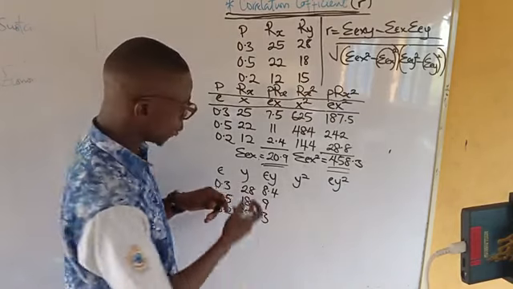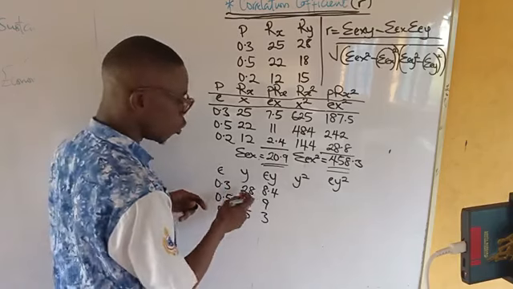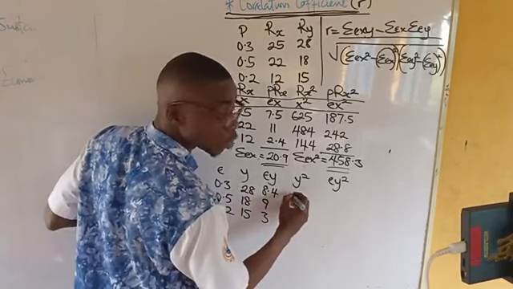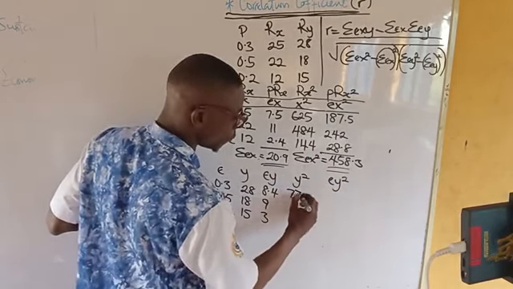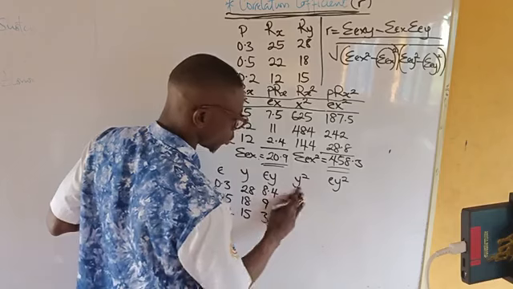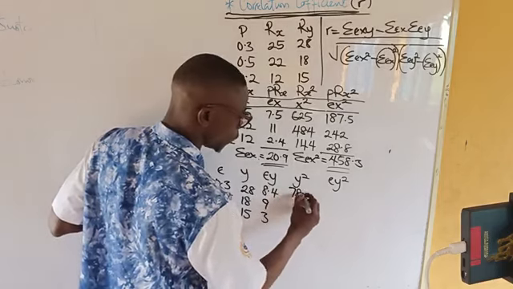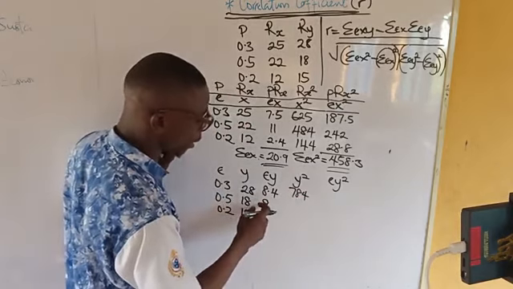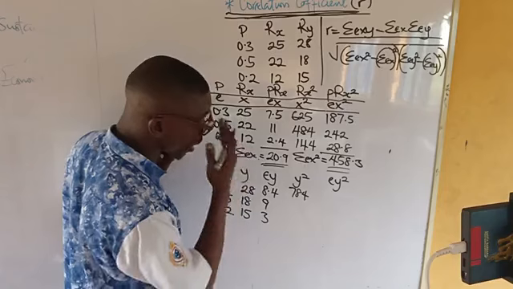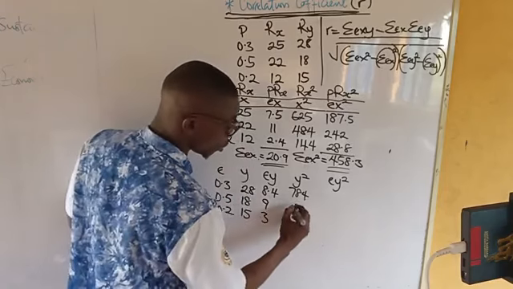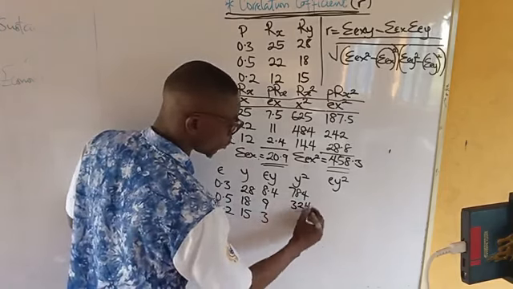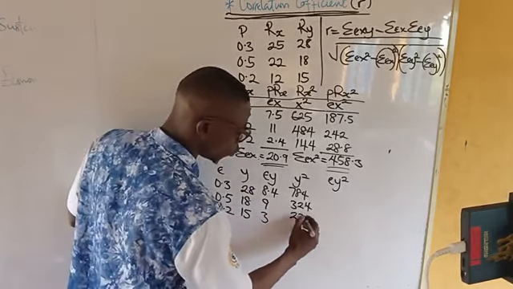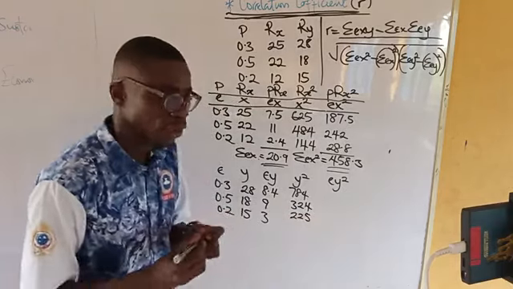So let's go to Y square. Well, this is our Y, right? So 28 raised to power 2 is 784. And 0.5 times 18 square, rather, sorry, 324. 18 raised to power 2. 225.